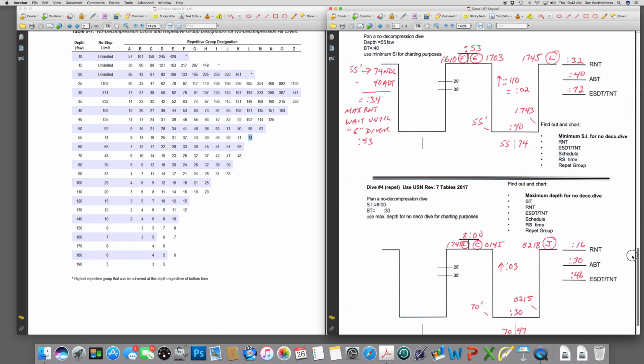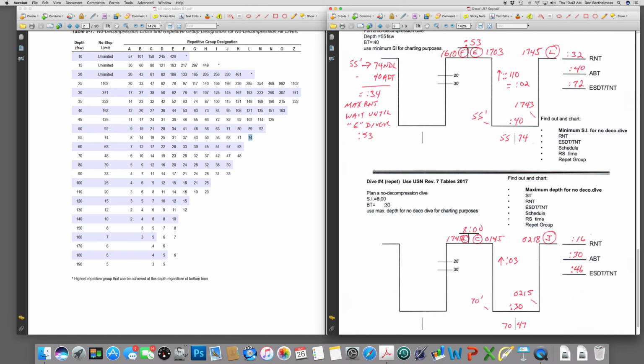1745 on an L diver. Here's your information here. And now I'm going to ask you to plan a no stop or no decompression dive after a surface interval of 8 hours, and you're going somewhere where the bottom time is going to be 30 minutes. And I want to know how deep you can go, the max depth you can go to make this a no-stop dive.